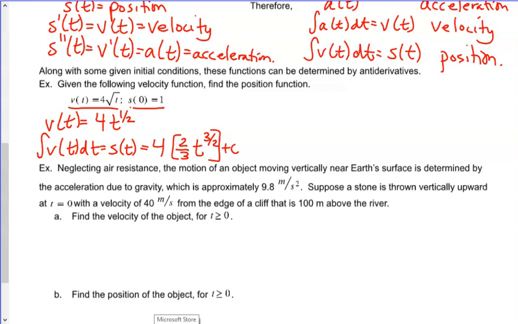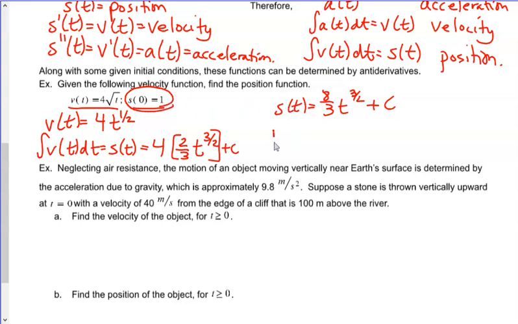So what happens here now is that I can simplify this a little bit and say, okay, s of t, let's do the 4 times the 2/3 to get an 8/3, t to the 3/2 plus c. And this is the chance that I get to use my initial condition and figure out what that c value is. So here, this is what my y value is.